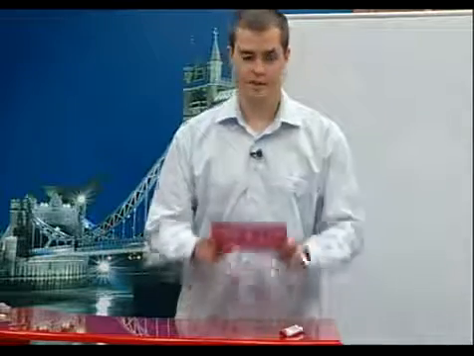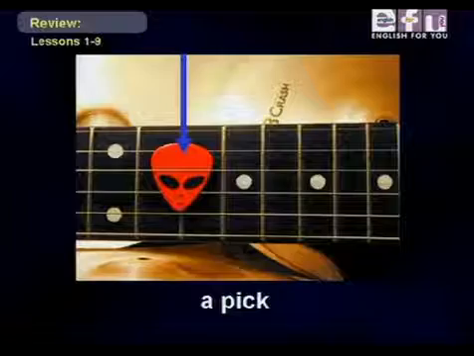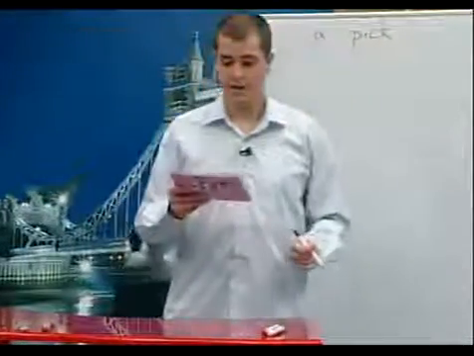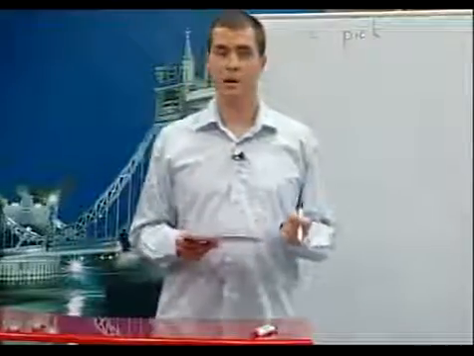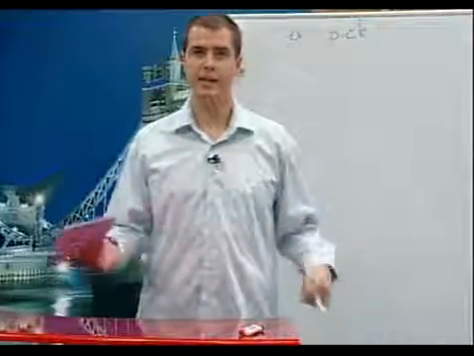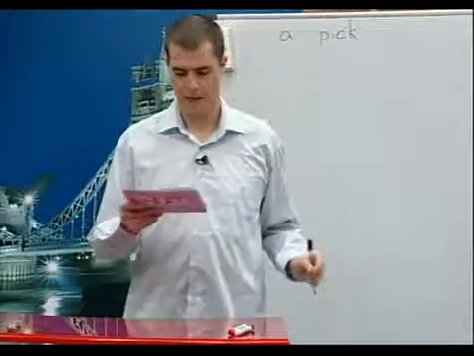Now let's review pronouns, but before we do this, there are two new vocabulary words we need to learn. A pick. This is a small, flat object, often plastic, that's used for pulling or playing the strings of a guitar. You hold it between your thumb and your finger.